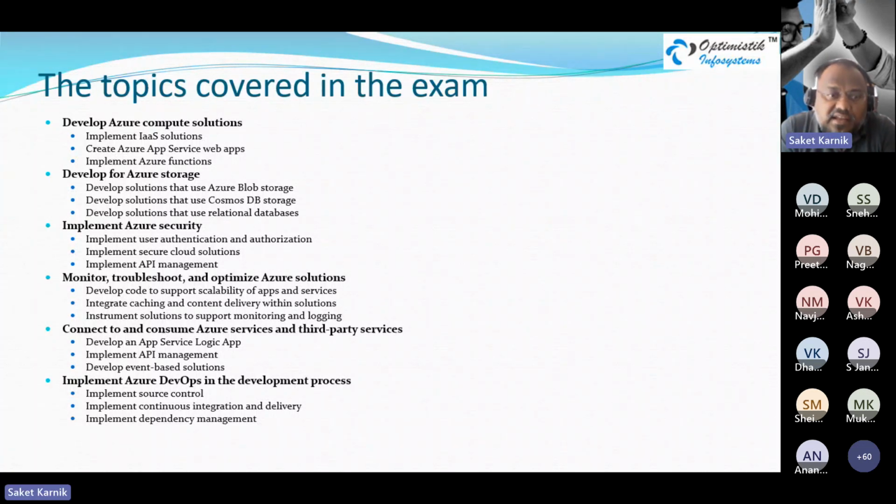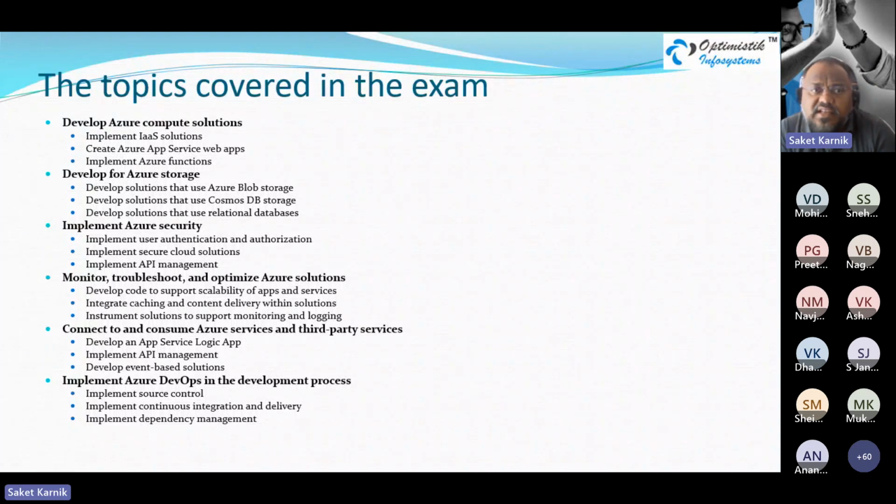The sixth category is, as I said before also, a small portion of Azure DevOps, 5 to 10% weightage on that, which is the portion that a typical developer should be aware of. Like, how do I use source control? How do I check in my code? How do I check out code? What is continuous integration and continuous delivery? At least the conceptual portion I should be aware of. What is dependency management? So these are all the topics which are measured under this sixth category.